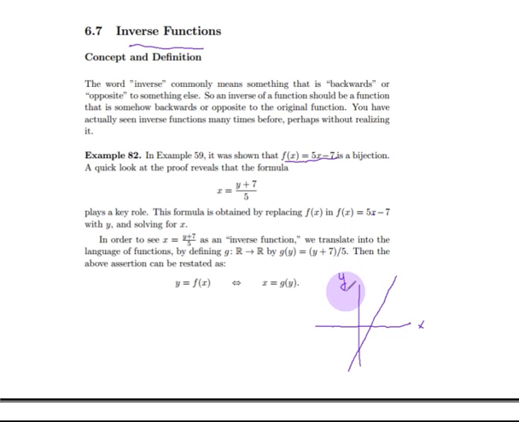But if you turn this on its side, or in fact rotate around this 45-degree line, and you considered x as a function of y, you put y here and x here, well, instead of y-intercept being minus 7, the x-intercept would be minus 7, and instead of slope 5, you'd have slope 1/5, so it would look something like this. Okay, sorry, I didn't do it very well. But the point is that you have another function that gives you the original value back again.